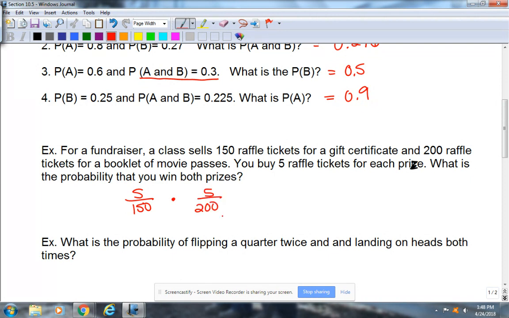Y'all agree? So you're going to multiply them, because I want both. That's an AND. So it's going to be 25 over 150 times 200. That's 30,000. See if our calculator will reduce that.